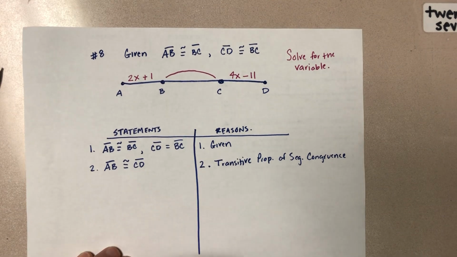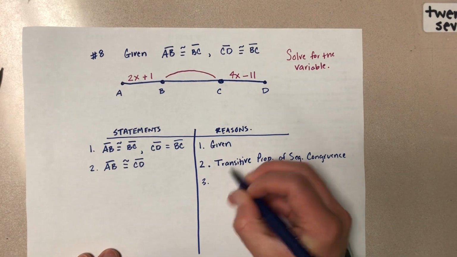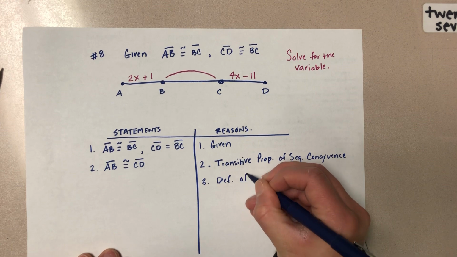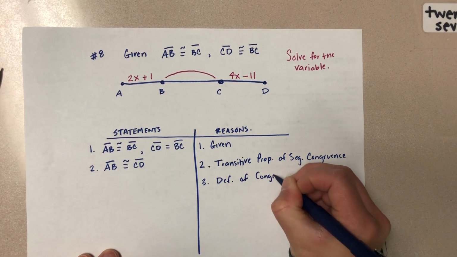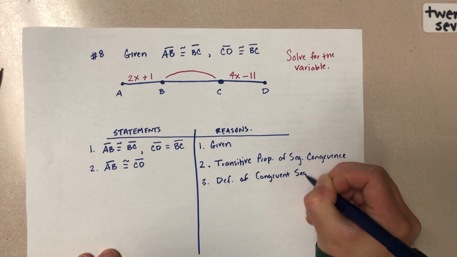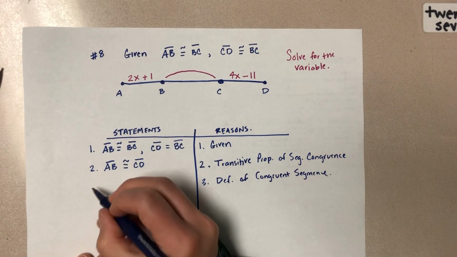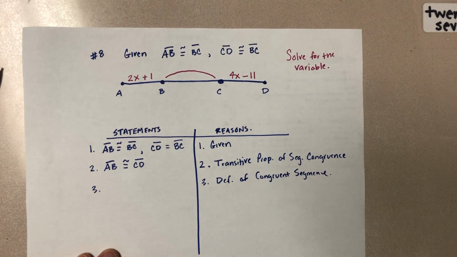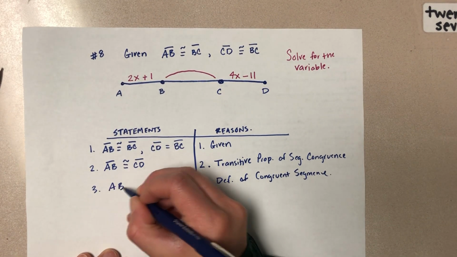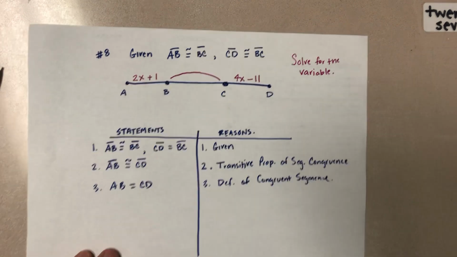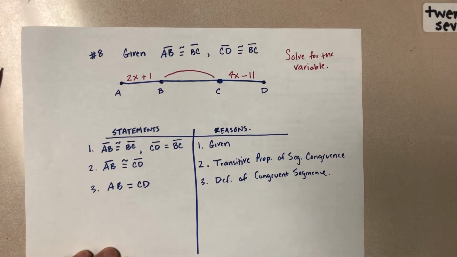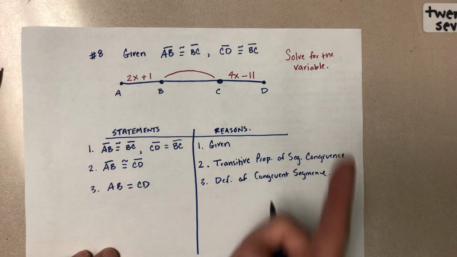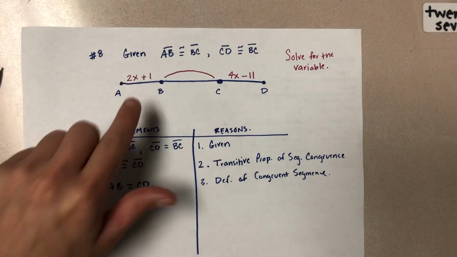Now, once we get that the line segments are congruent, we can use the definition of segment congruence, and say that if the line segments are congruent, then the lengths must be equal. Okay, so now we know that the length AB equals the length CD. Okay, so if those equal each other, we will substitute the given information.